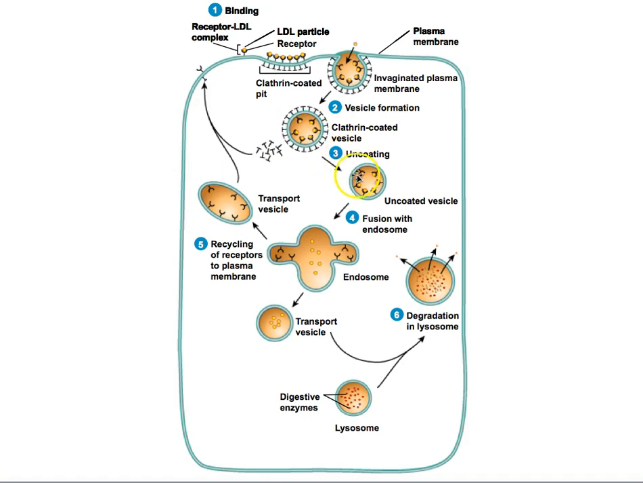And then you have the uncoated vesicle fusing with an endosome, and what it's doing is partitioning what's going on here. Where are you going to go? Are you going to get destroyed? You're going to be put inside a transport vesicle, or you're going to bind with a lysosome, and you're going to break this stuff down.